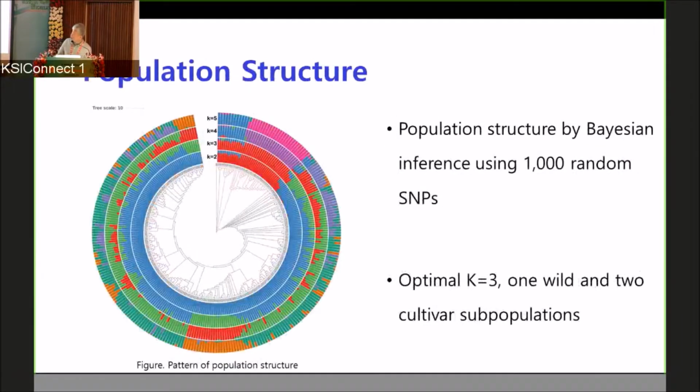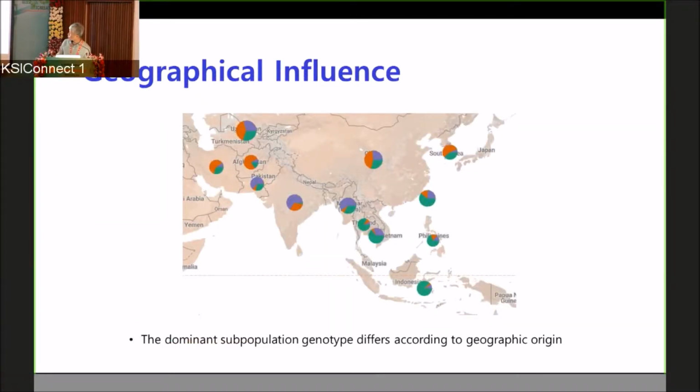The population structure was examined by Bayesian inference using 1,000 random SNP markers. At the optimal K equal to 3, one wild and two cultivar subpopulations can be grouped by this population structure. So we found very strong population structure between wild and cultivated populations. As you see in this slide, depending on the geographic regions, there is a significant difference in the dominant subpopulation genotypes in the mungbean collections.